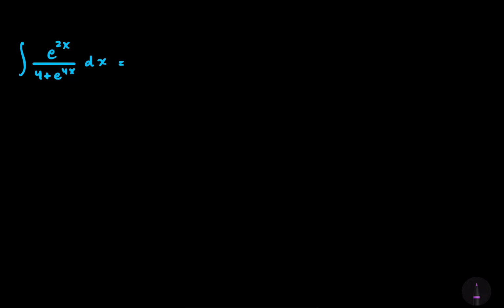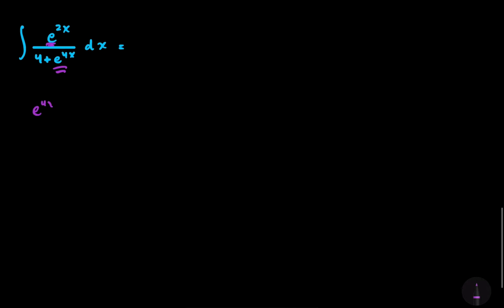So we have the integral of e to the 2x over 4 plus e to the 4x. Now, something you may notice is that we have e to the 2x over here, e to the 4x in the denominator. Well, e to the 4x is basically just e to the 2x quantity squared, right? Because you take this 2, multiply it by 2x, and you get e to the 4x.